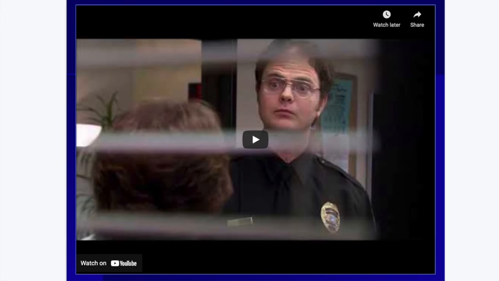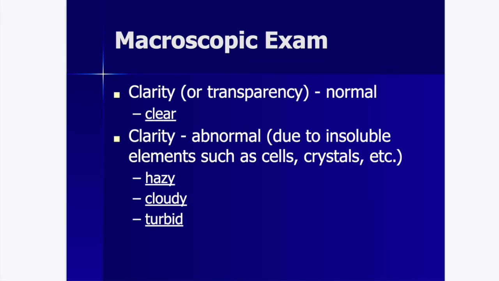So there are different colors of urine that can indicate some problems. Now for continuing on with the macroscopic exam, you would also look at the clarity or transparency of the urine in addition to looking at the color. Normal is clear, so it should not look hazy, cloudy, or turbid.